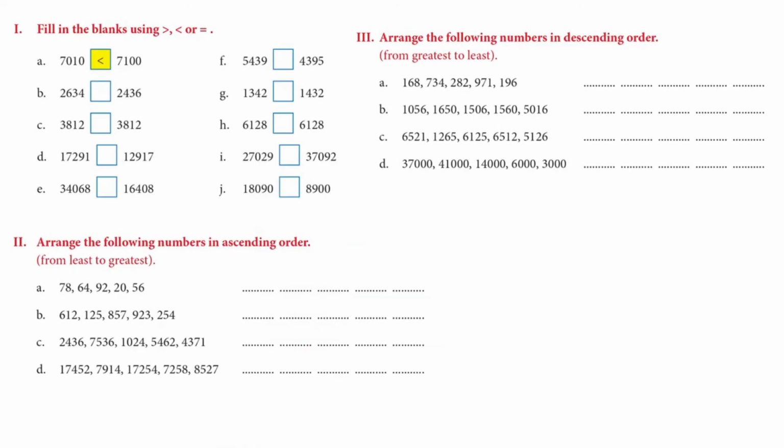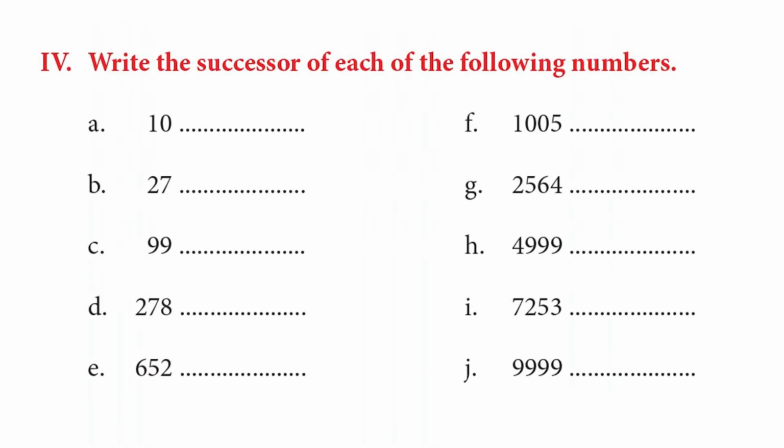Alright, let's move on. There are some exercises given so we can practice our comparisons, that is greater than, lesser than or equal to, and then there is ascending order and descending order on page number 65. Let's look at page number 66, the successor and predecessor, just in case you need one more example to understand it better.